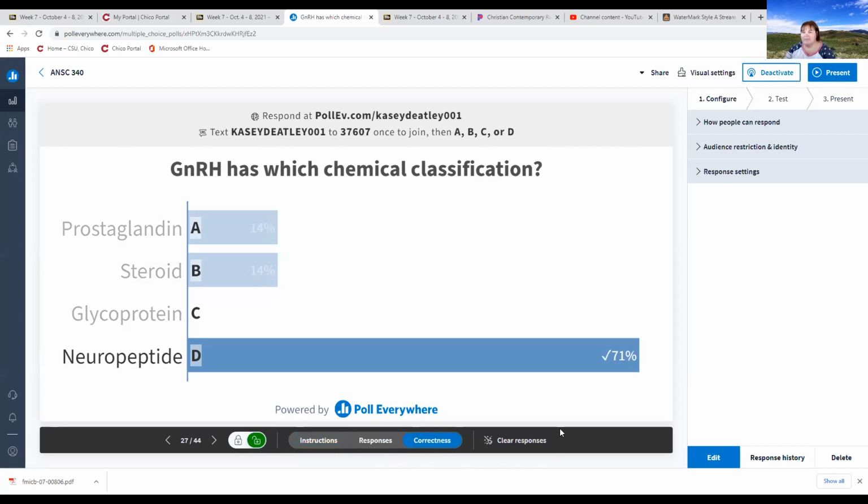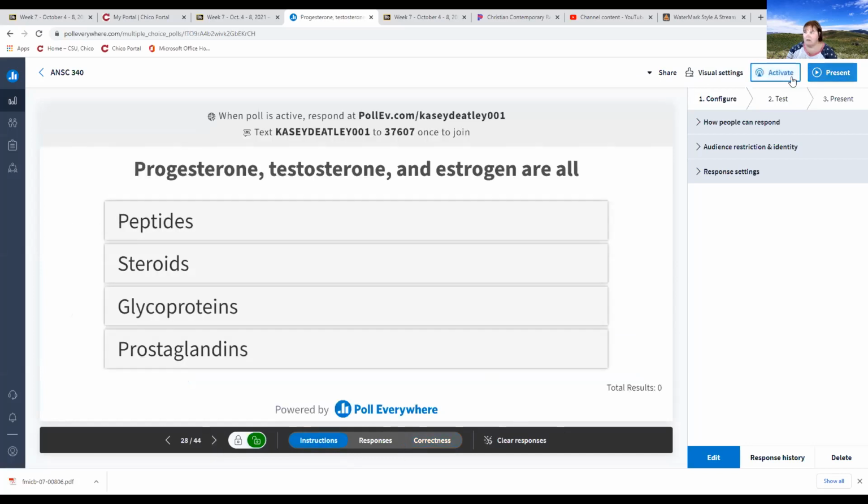So gonadotropin releasing hormone is a peptide or a protein hormone that is produced by neurons in the hypothalamus. Okay, so the hypothalamus is at the base of the brain. It's still part of neural tissue. Therefore, it is a neuropeptide because a peptide is a short chain of protein, right? So neuro and peptide. Excellent.